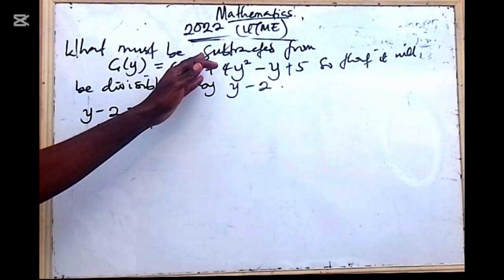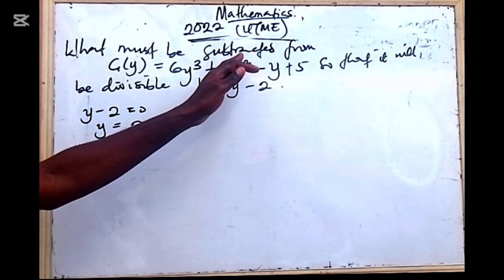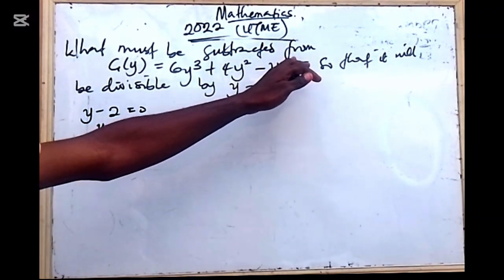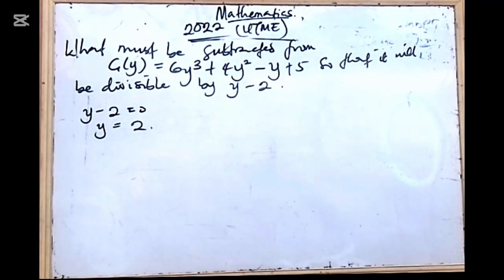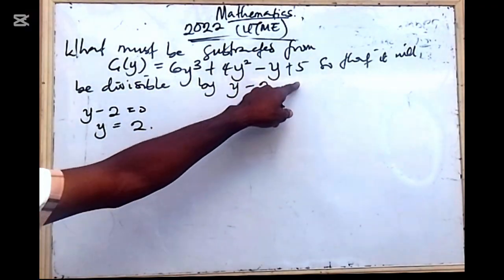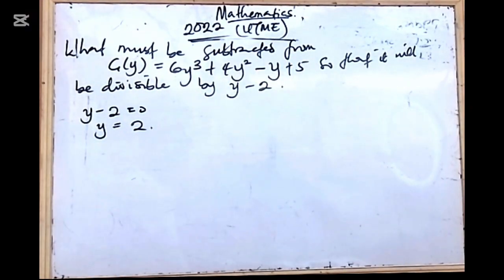6 times (2 raised to power 3), plus 4 times (2 raised to power 2), minus 2, plus 5. If I do that, it's not going to give me 0. Therefore, it is not a factor of it. So what do I need to subtract from it so that it can be a factor? The meaning is that the remainder we get is what we need to subtract from it for it to be a factor.